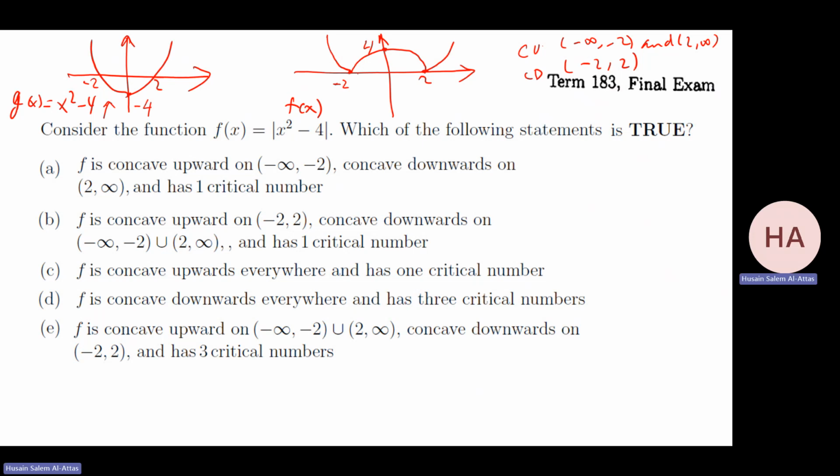He's talking about concave up, concave down, critical numbers. How many critical numbers do we have? We have 3 critical numbers. On the graph, I have a critical number here, where f prime does not exist, and here, where f prime does not exist. Here we also have a critical number where f prime is equal to zero. So I have three critical numbers. So what is the answer? It will be concave up from minus infinity to minus 2 and 2 to infinity, concave down, which is this one. This is my answer.